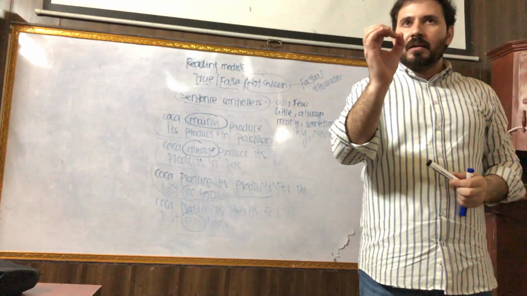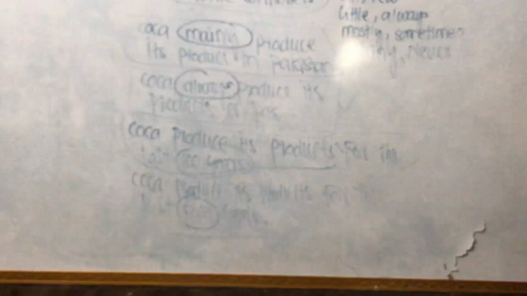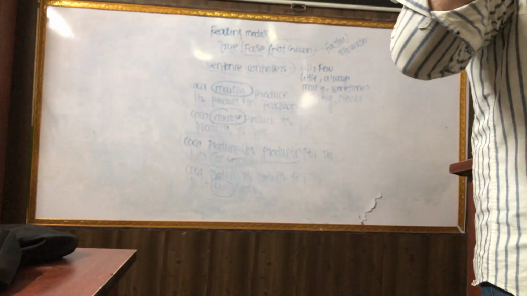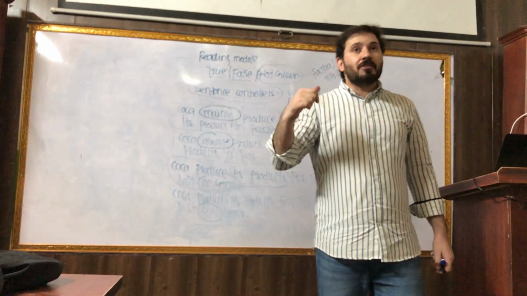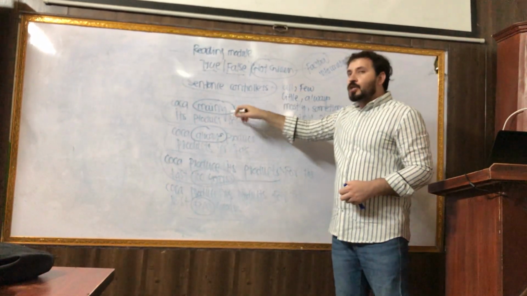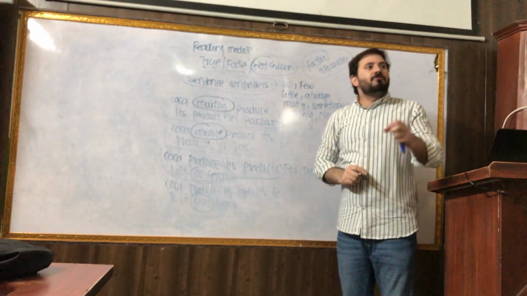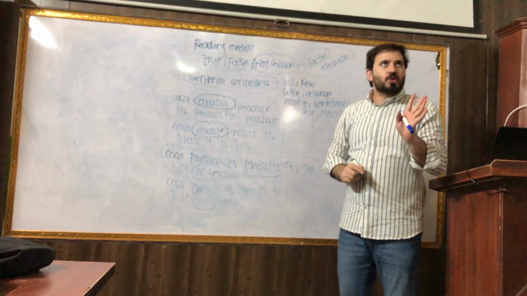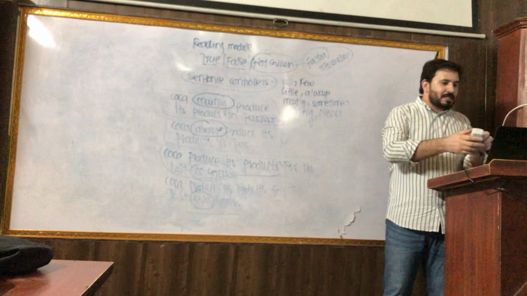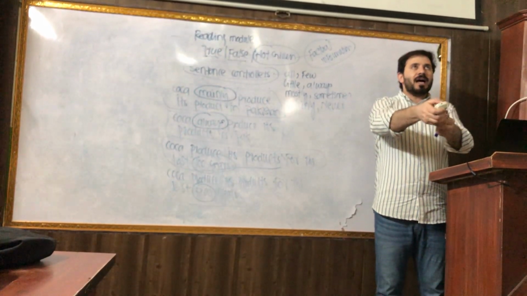So your overall true, false, not given type of questions deal with what? They deal with factual information. They will deal first of all with factual information, and the second thing is they will be using sentence controllers. So be very careful with the sentence controllers over here. Clear? Is this clear?